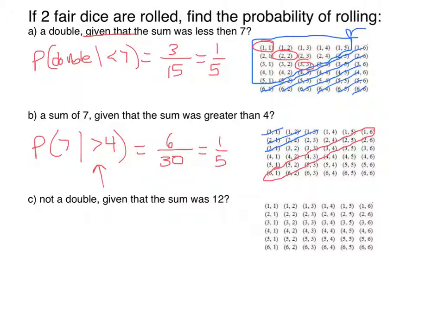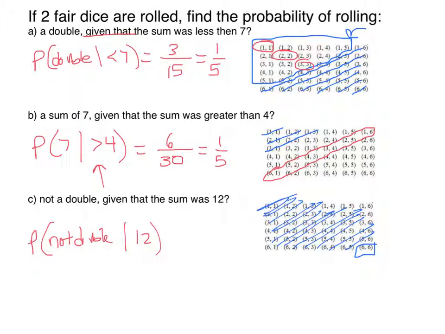Let's go to the last one. What is the probability that it's not a double given that the sum is a 12? Well, we are assuming in this problem that the sum is a 12. The only one here whose sum is a 12 is a 6 and a 6, which means that all of these are actually eliminated from our sample space, and I can cross them all off. So the sample space that we have here really consists of just one item, the 6 and the 6.